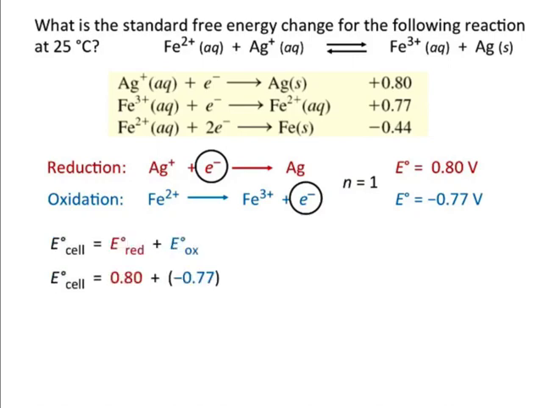Okay, so now we add these together and we get 0.03 volts. So this tells us that it should be spontaneous under standard states if you have 1 molar of everything. But it's going to be barely spontaneous because it's a small number.